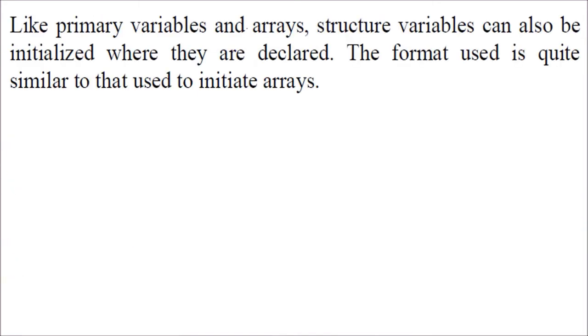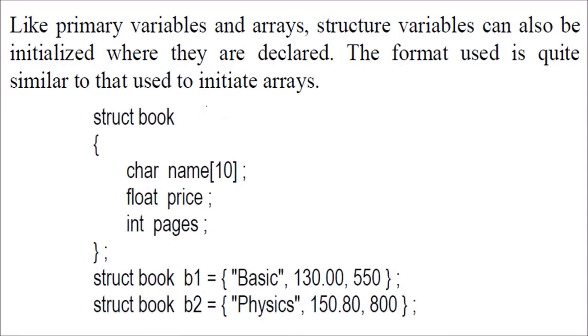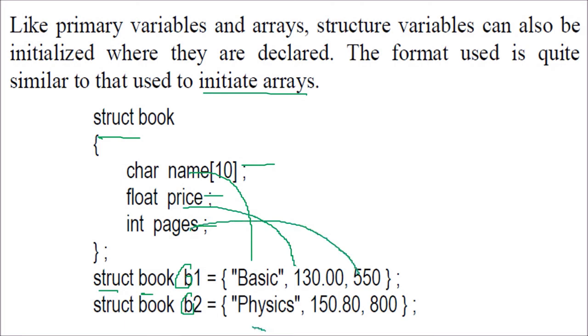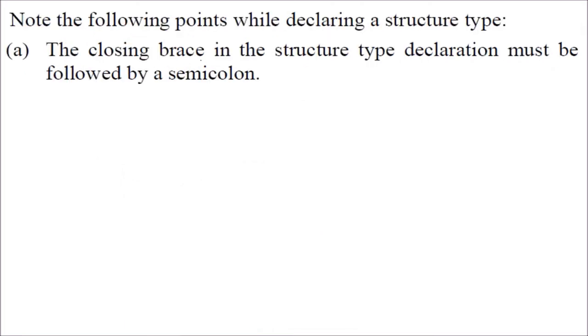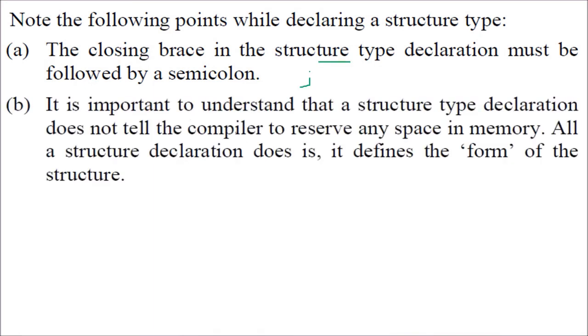The way primary variables and arrays are dealt with, because we said structure variables are variables only, the format is quite similar to how we initialize an array. This is a structure. We have name, price, and pages. How to initialize? We have said struct book B1, struct book B2, and we have initialized the name as basic, price as 130.00, pages as 550, and likewise for B2 also. We have to note here that the closing brace in the structure type declaration must be followed by a semicolon.